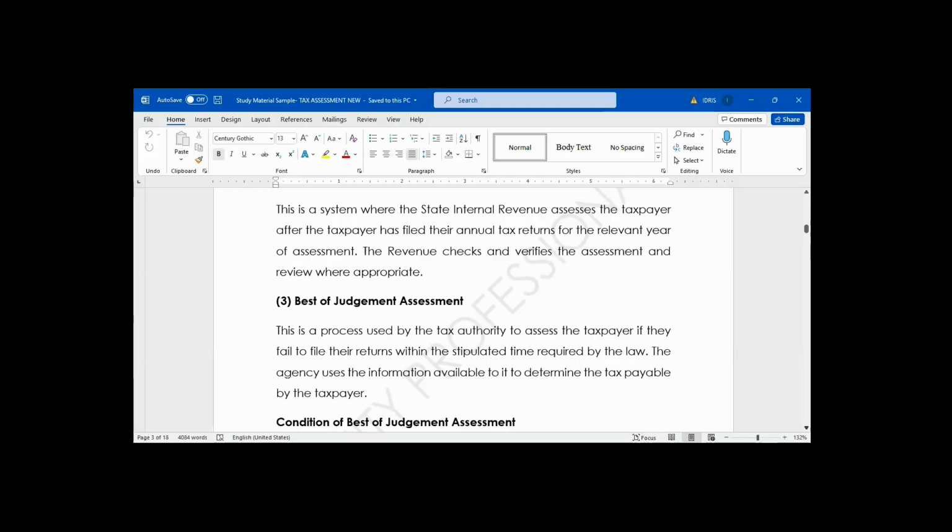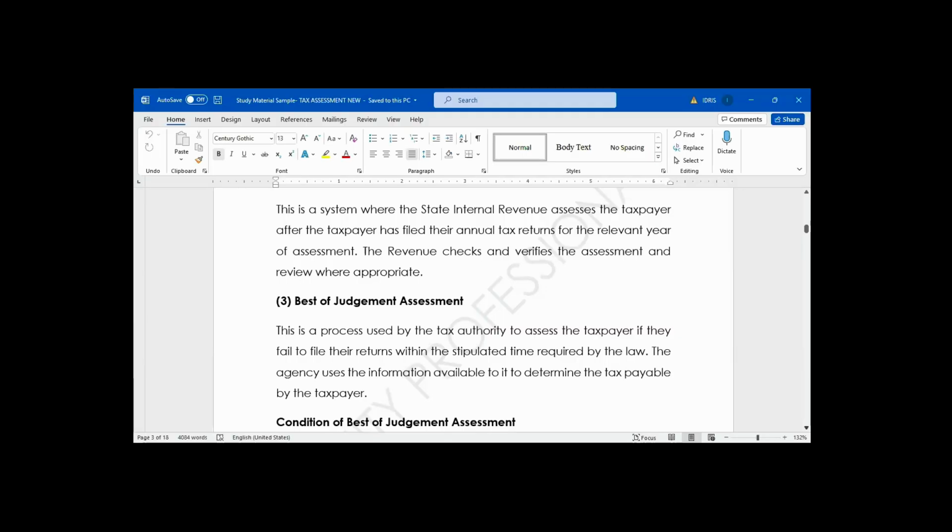But if you fail to file it within that six months, the tax authority will not have an option other than to raise a best of judgment assessment on you. If you fail to file your return within six months after the end of the accounting year, the tax authority will raise a best of judgment assessment on you.